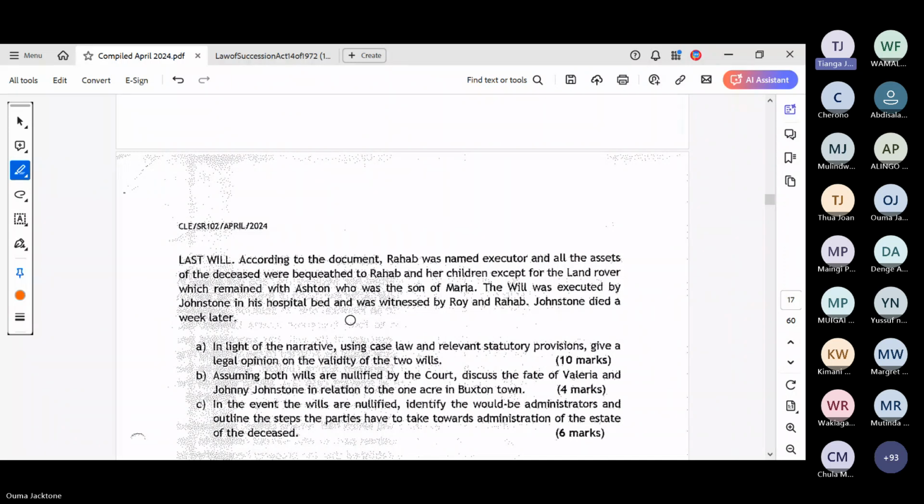It was tenancy in common, so if at all one of the co-owners is deceased, the portion of the deceased person is supposed to devolve to the estate of the deceased person. So Johnston's portion will go to his estate.